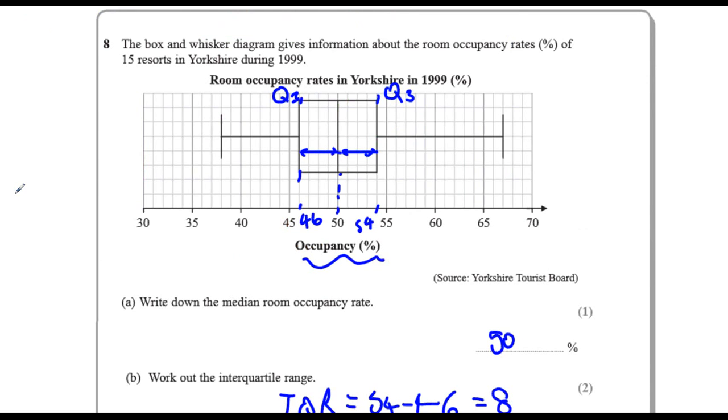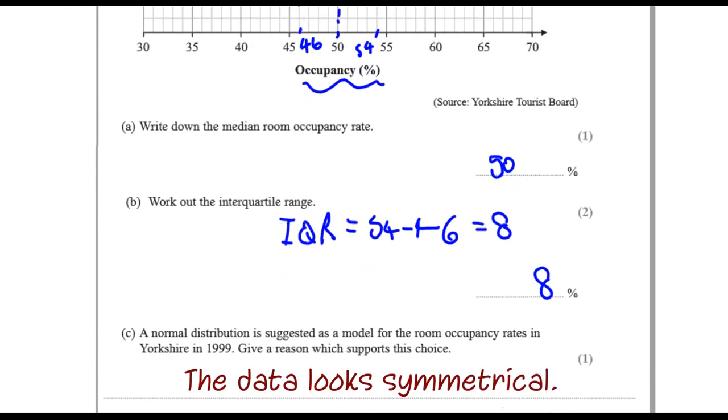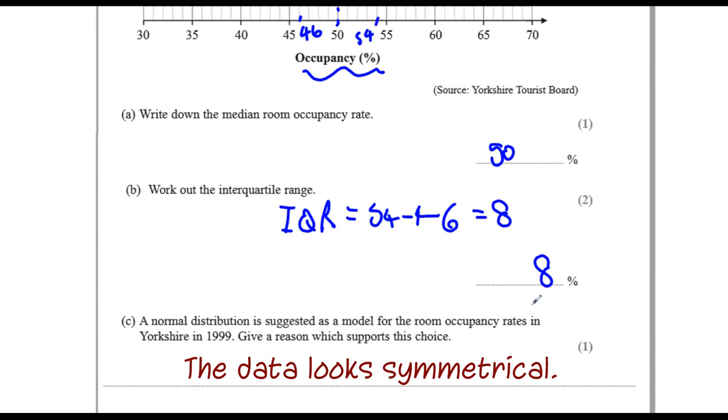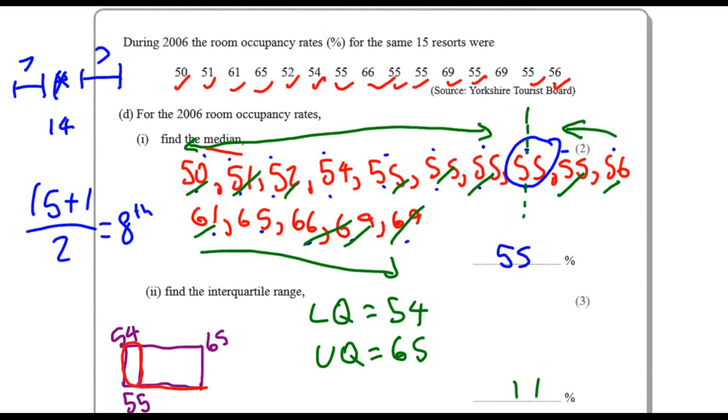E. Compare the distribution of 1999 room occupancy rates with the distribution of the 2006 room occupancy rates. Let's look back at what we had. Here, that data is symmetric. We've just said we've got positive skew. Interquartile range before was 8. So we can say that straight off. We can say that the interquartile range is larger now. Okay, and the median is 55 now, and before it was 50.